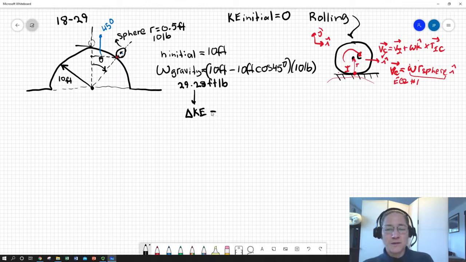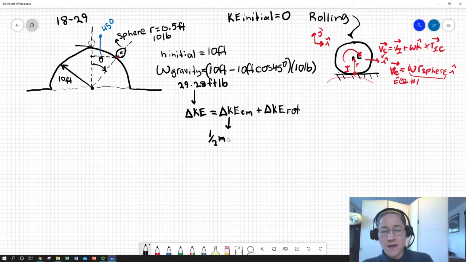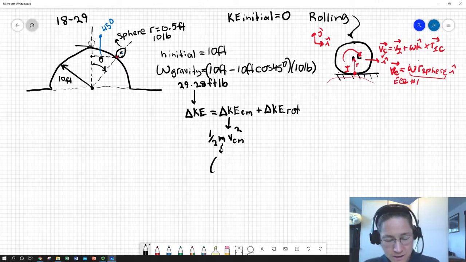And there's going to be two components of that. We're going to have a change in kinetic energy of the center of mass plus we're going to start rotating it. Well, we've got an easy expression for this: 1/2 m v center of mass squared. And in this case, the mass, let's see if we have it in slugs here, 10 pounds is equal to 0.31 slugs.